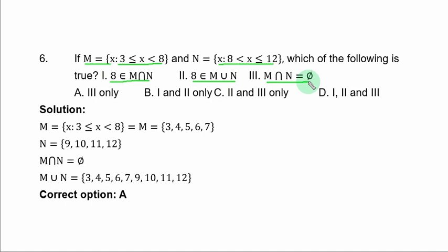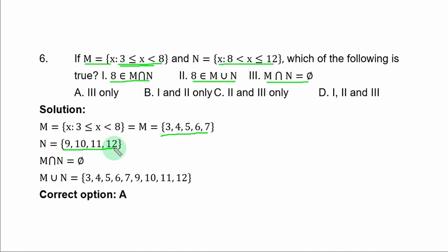Let us find out. Now, by this set and the range of values of S, 3 is inclusive but 8 is not inclusive. So the elements in set M are 3, 4, 5, 6, 7 because S is less than 8. Now, in set N, 8 is not inclusive but 12 is inclusive. So you have 9, 10, 11, 12.